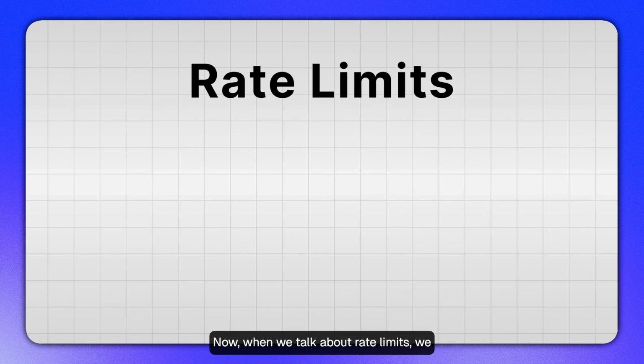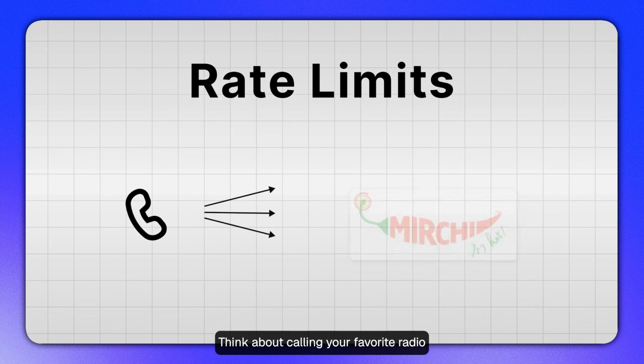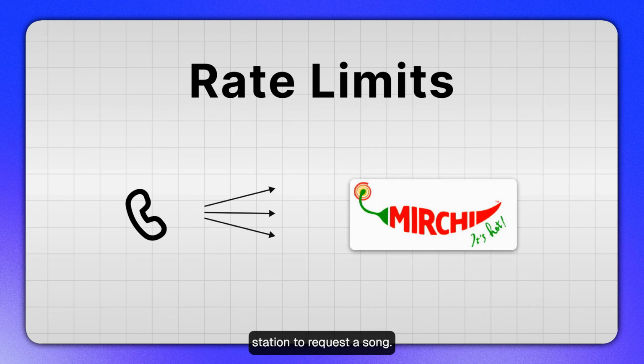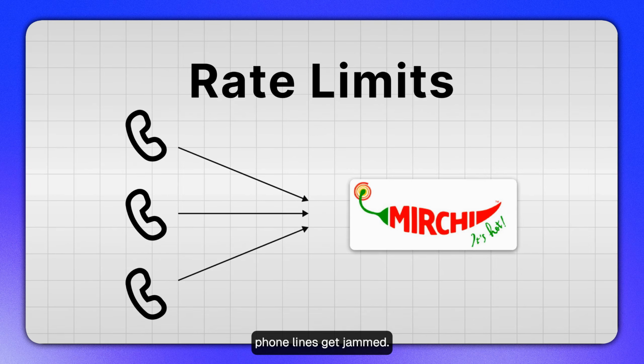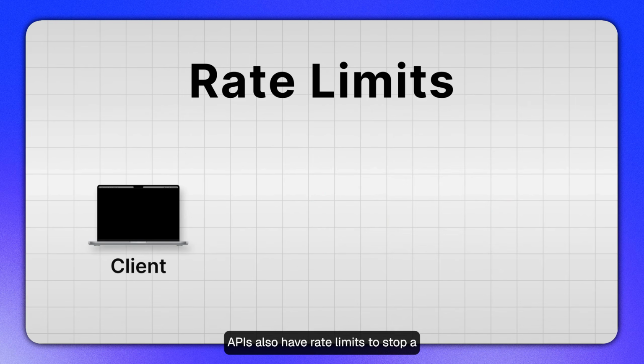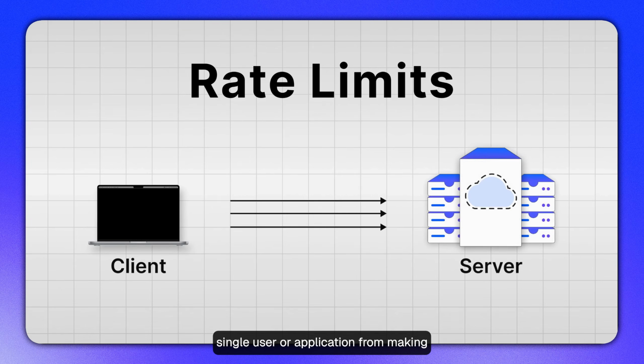Now, when we talk about rate limits, we mean making sure we don't overwhelm the system. Think about calling your favorite radio station to request a song. If everyone calls at the same time, the phone lines get jammed. So the station might have a rule: please call only once every 5 minutes. That is what we call a rate limit. APIs also have rate limits to stop a single user or application from making too many requests in a short time. This helps protect the API server from getting overloaded and makes sure everyone has fair access. If we reach the limit, the API will temporarily ask us to slow down.